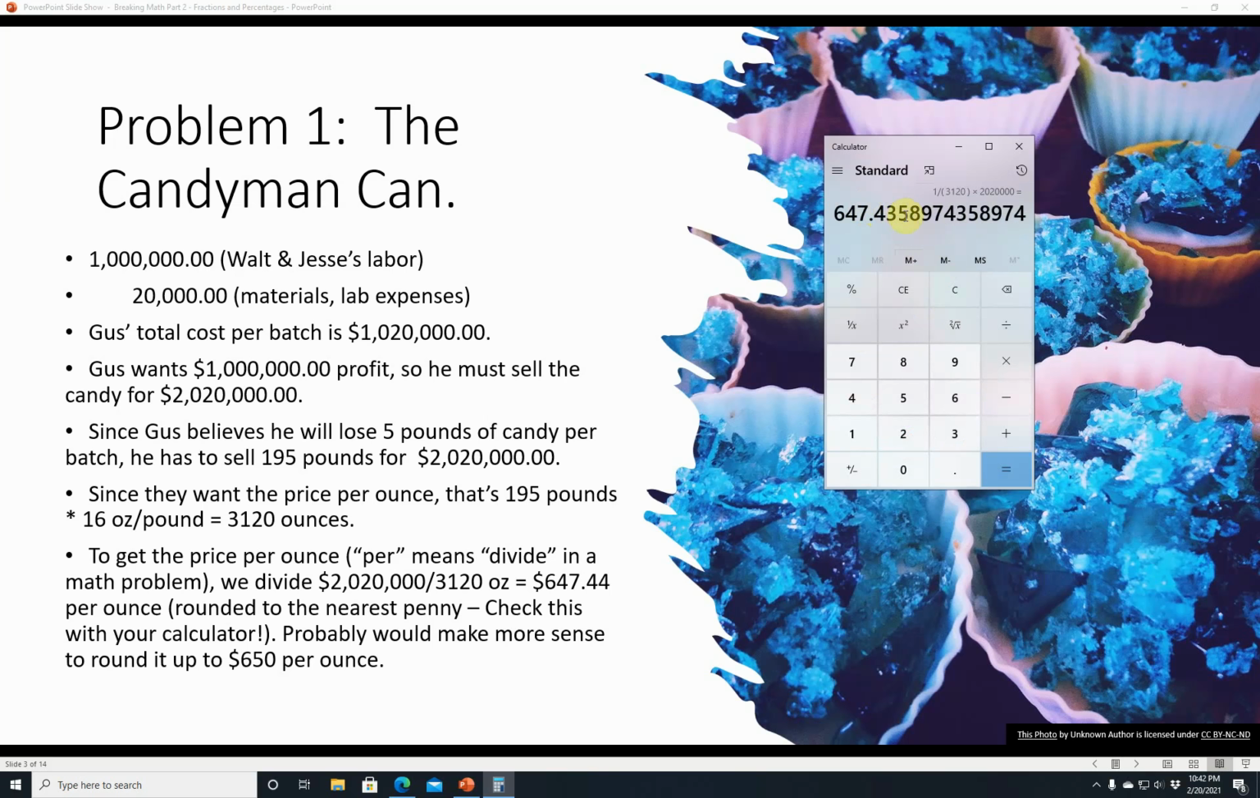$647.43. Notice the next digit after the 3 is a 5, so we know to round up, so it becomes $647.44 rounded to the nearest penny. And you can check this with your own calculator if you don't believe what you just saw me do with the Windows calculator. Probably would make more sense to round it up to $650 per ounce, because then you don't have to make anywhere near as much change, etc. But that's not important for our purposes. On the SAT, you would probably just grid in 647.44. Unless they asked you to round it to the nearest dollar, then it would be $647. To the nearest $10, then it would be $650. Let's move on.